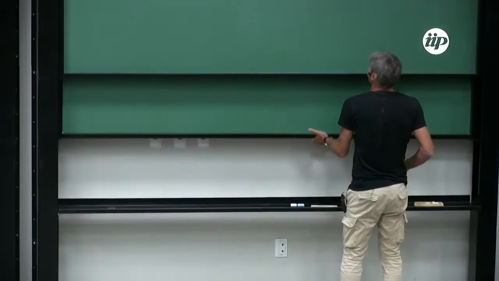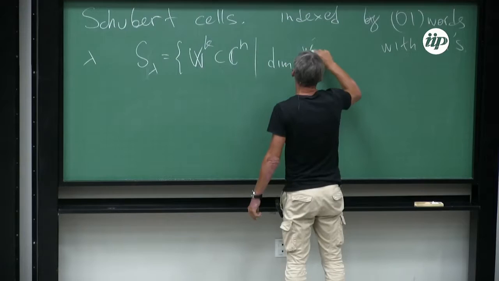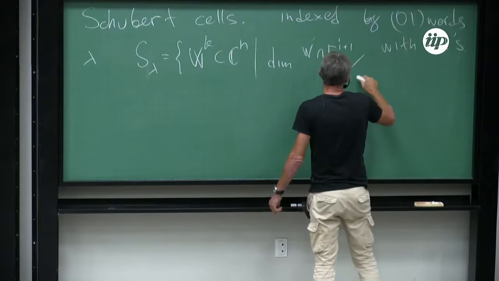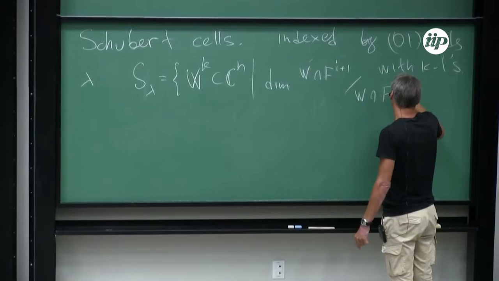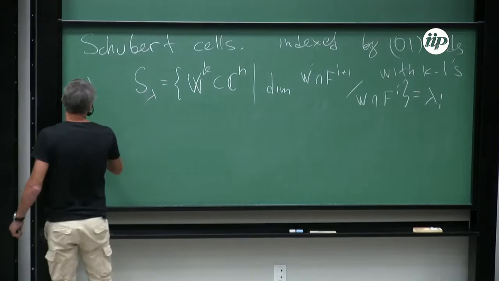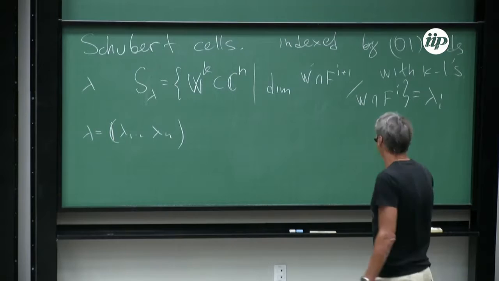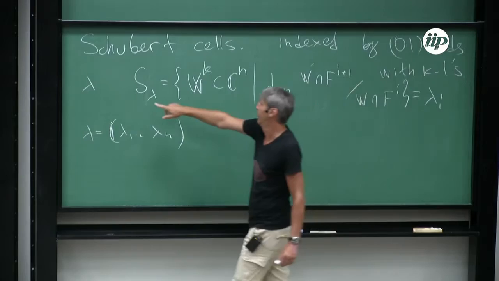All right. So the flag is fixed, and then the condition which defines this Schubert cell is the following: the dimension of W intersected with F_{i+1}, over the intersection of W and F_i, is equal to lambda_i, where lambda_i is either 1 or 0. It's a sequence of length n of zeros and ones, so each is equal to either one or zero. If I'm given this lambda, I collect all W's with this condition.